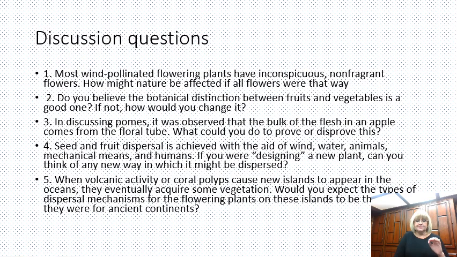And seed and fruit dispersal is achieved with the aid of wind, water, animals, mechanical means, and humans. So if you were designing a new plant, can you think of any new way in which it might be dispersed? And finally, when volcanic activity or coral polyps cause new islands to appear in the oceans, they eventually acquire some vegetation. So would you expect the types of dispersal mechanisms for the flowering plants on these islands to be the same as they were for ancient continents?